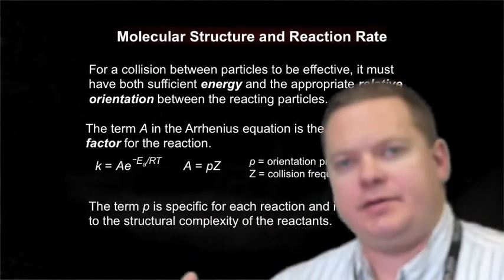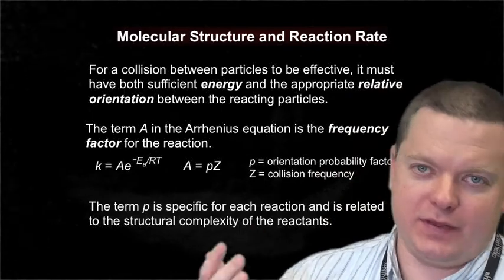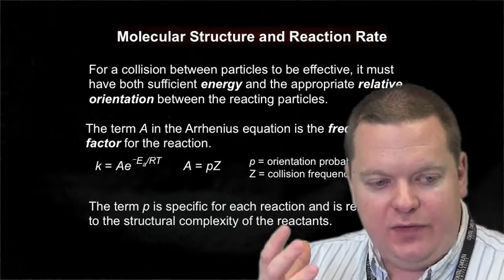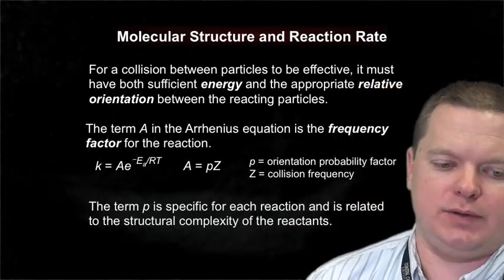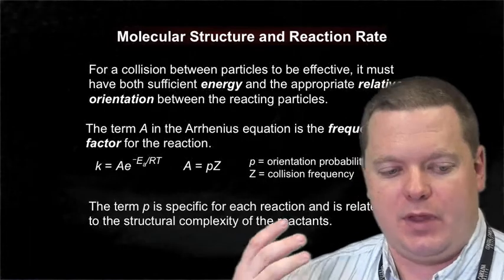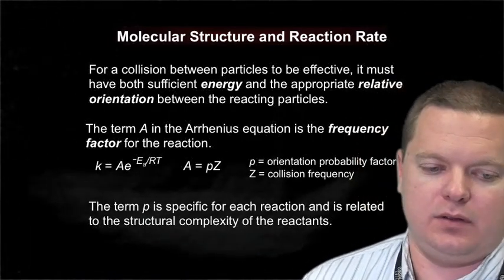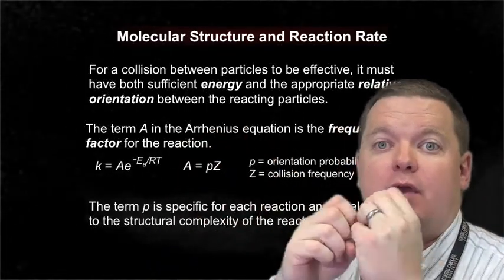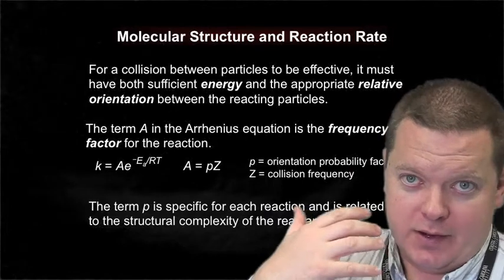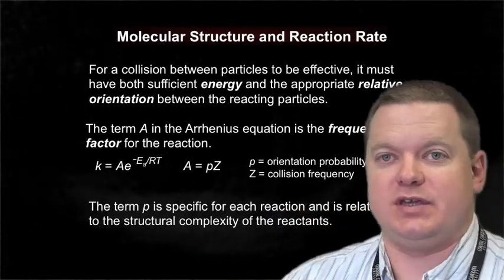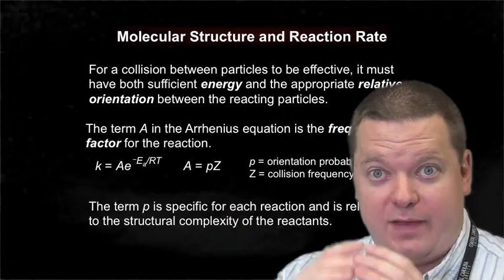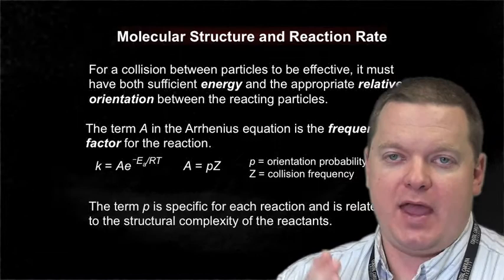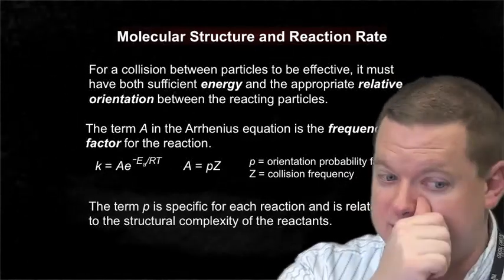Right? And the probability that this collision is going to be in the correct orientation is this term A from the Arrhenius equation. Right? A is equal to P times Z, where P is the orientation probability, the probability that those two are coming together under the correct orientation, and Z is the collision frequency, how frequently those are occurring. So this A, this proportionality constant, really gives us an indication of how likely an individual collision is going to be successful.